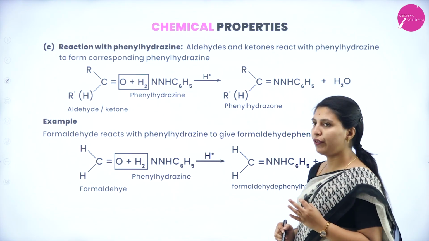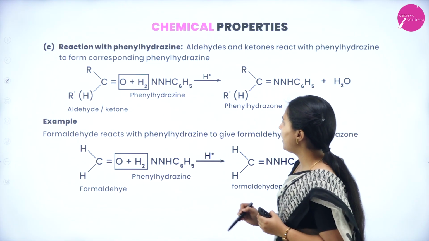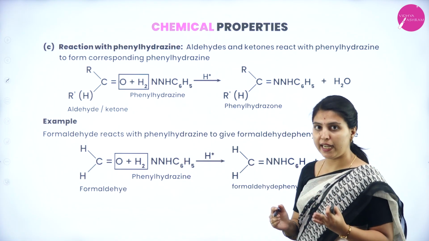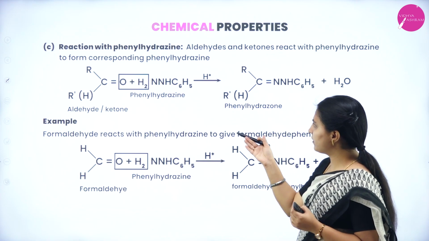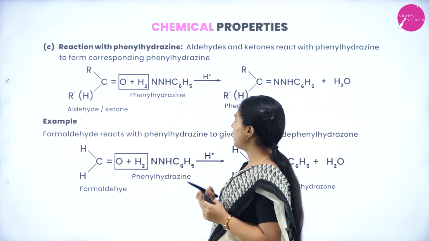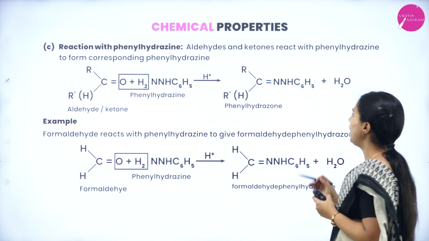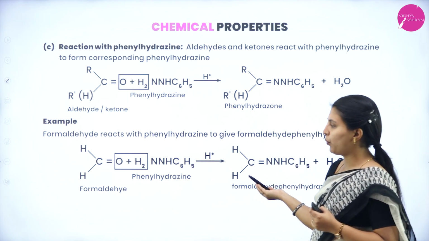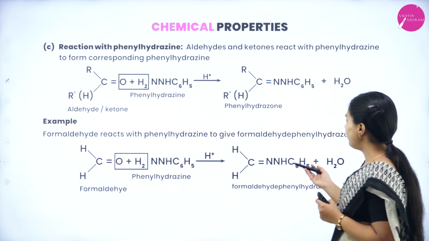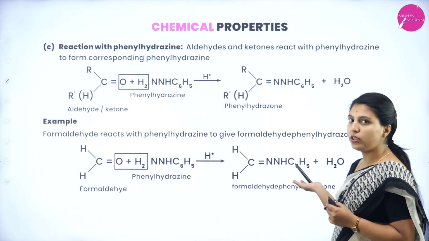Next, reaction with phenylhydrazine. Phenylhydrazine is NH2NH-C6H5, that is C6H5 hydrazine. When an aldehyde or ketone reacts with phenylhydrazine in the weakly acidic medium, phenylhydrazone will form. When formaldehyde reacts with phenylhydrazine, it will form formaldehyde phenylhydrazone.